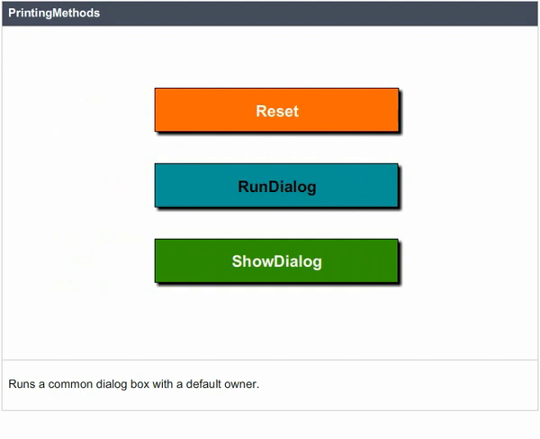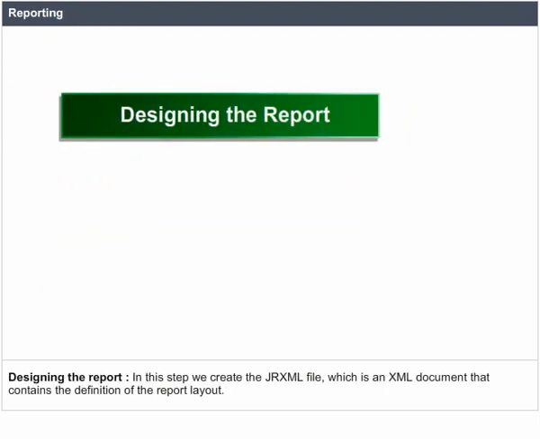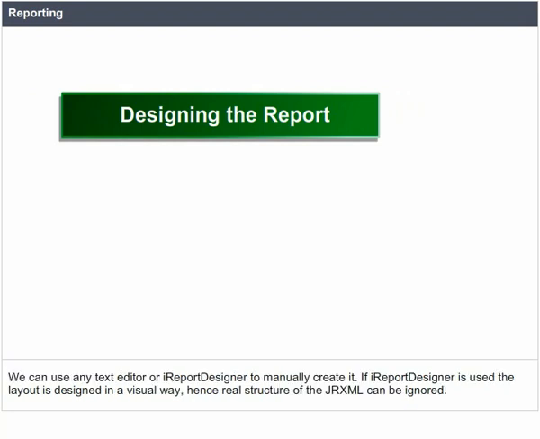Reporting. Designing the report. In this step, we create the JRXML file, which is an XML document that contains a definition of the report layout. We can use any text editor or iReport Designer to manually create it. If iReport Designer is used, the layout is designed in a visual way, hence the real structure of the JRXML can be ignored.